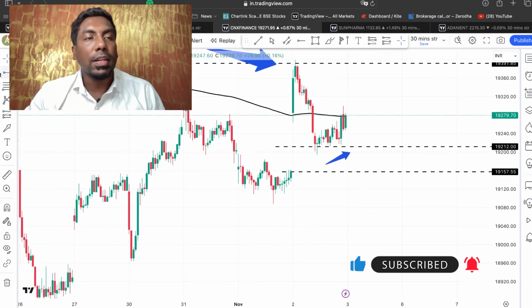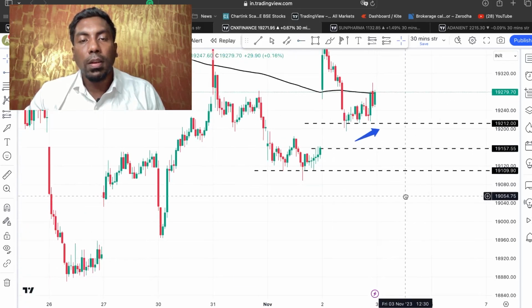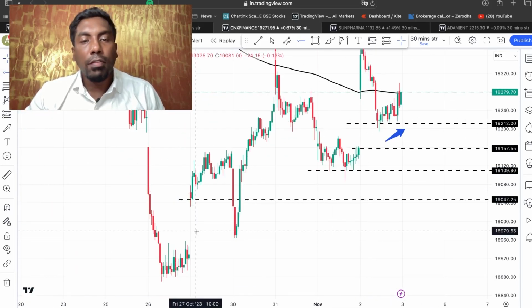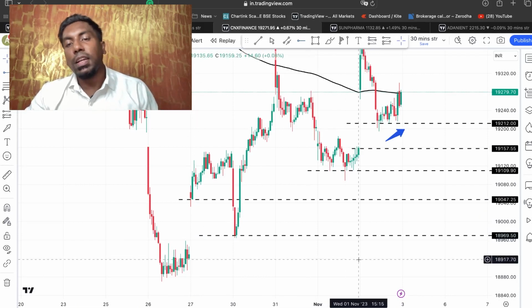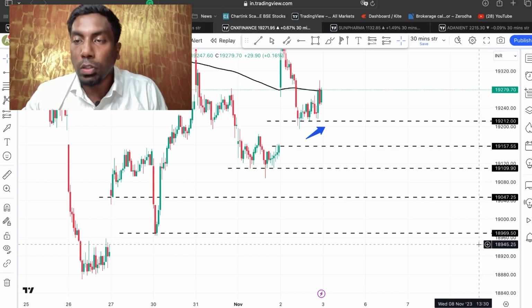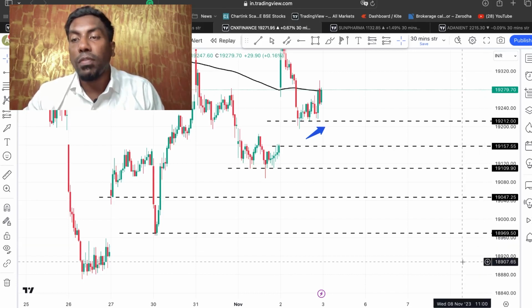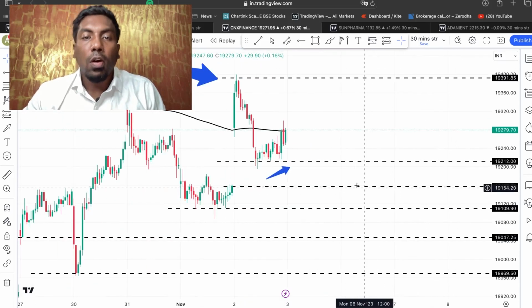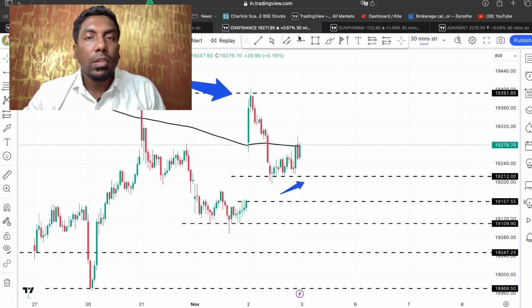One would be the gap filling trade, second would be this one, the box breakout, and one more target here, and the final target which I would suggest is this. After that you can trail your stop losses. So once 19212 has been broken, the targets would be 157, 109, 47 and 18969. On the downside, you can go like this.